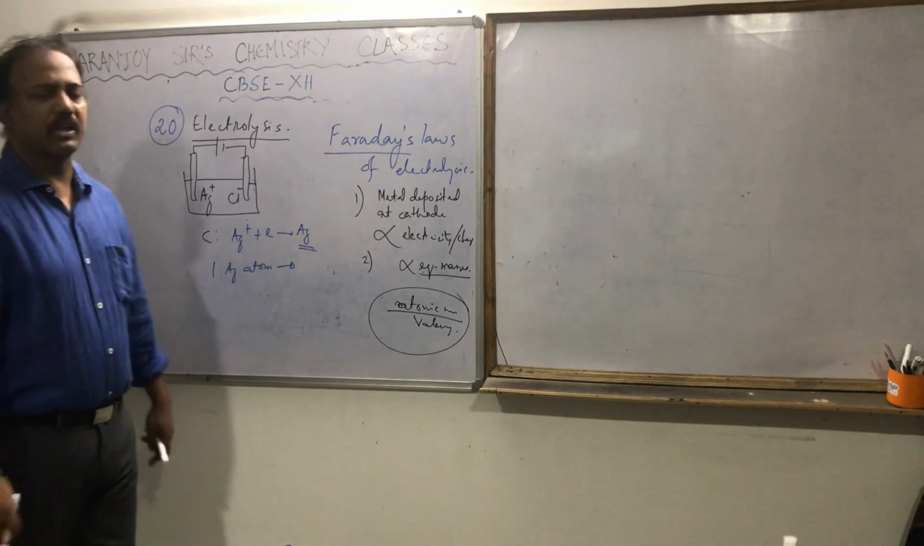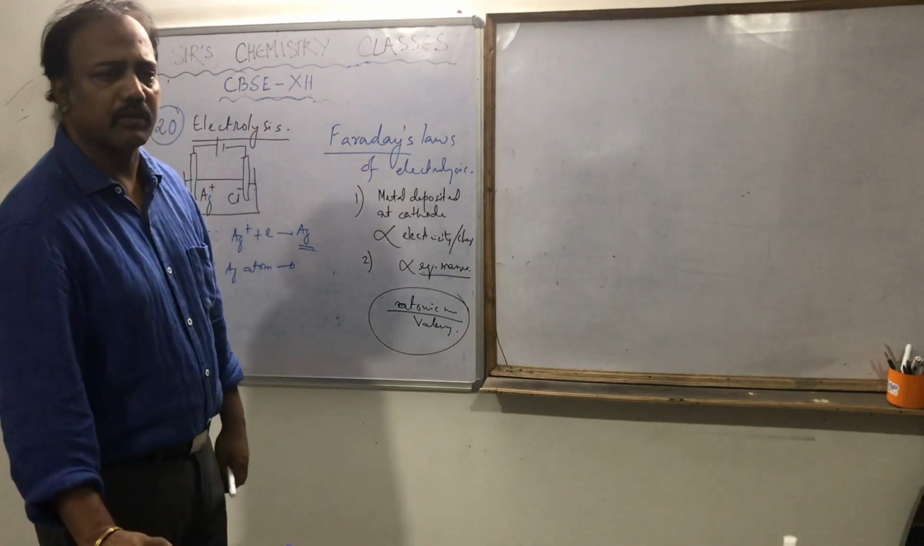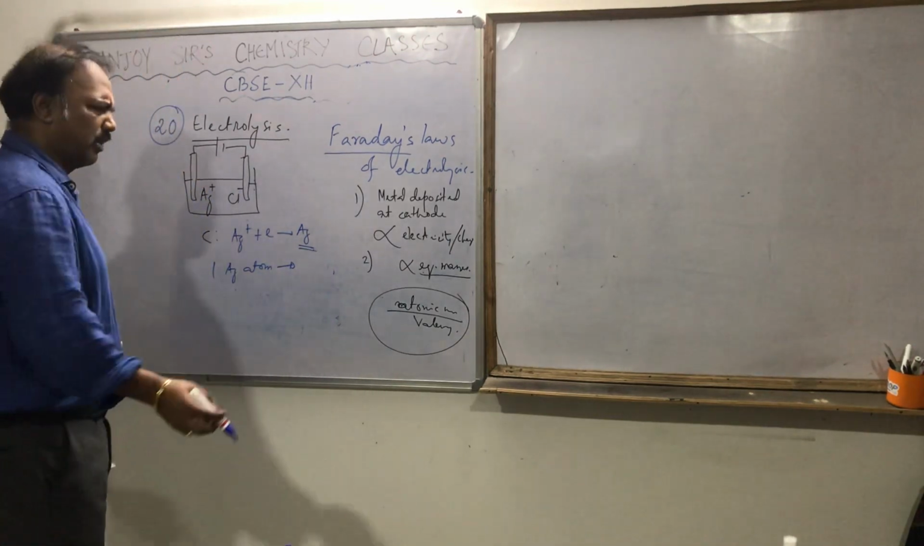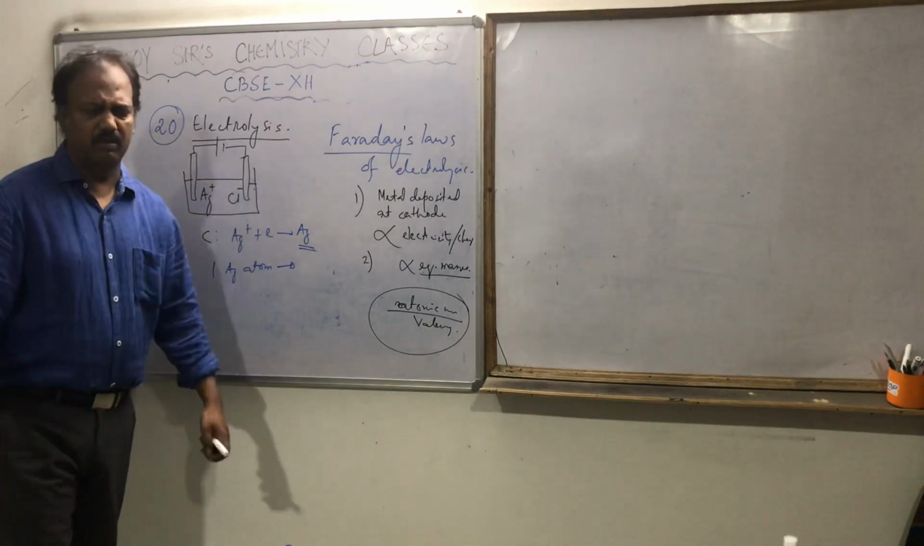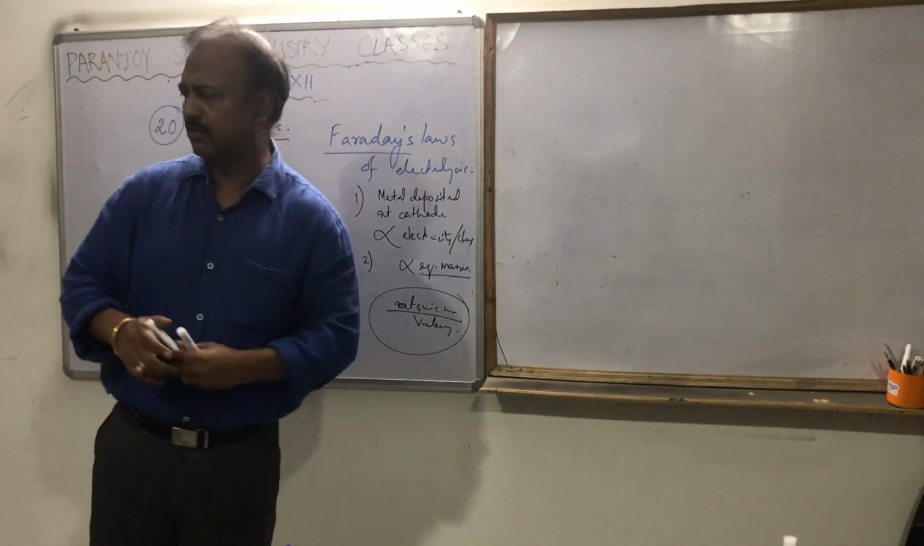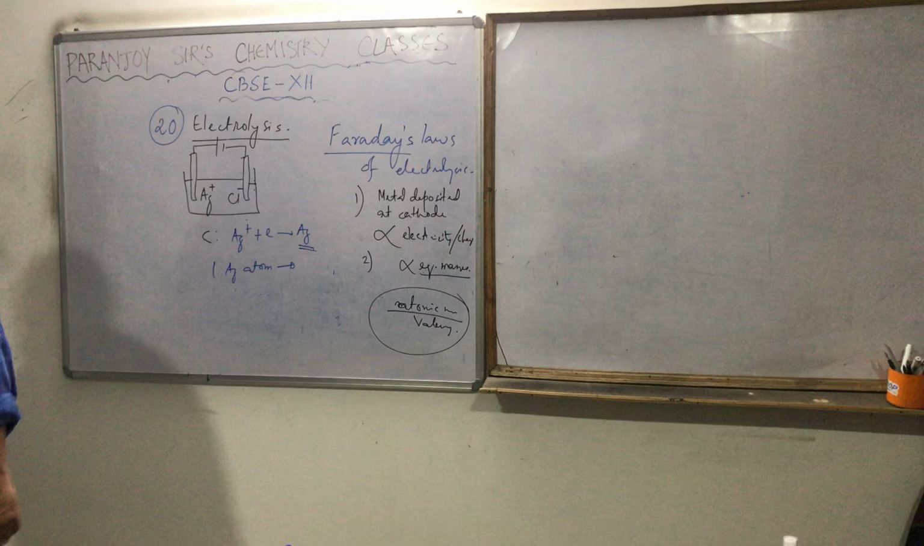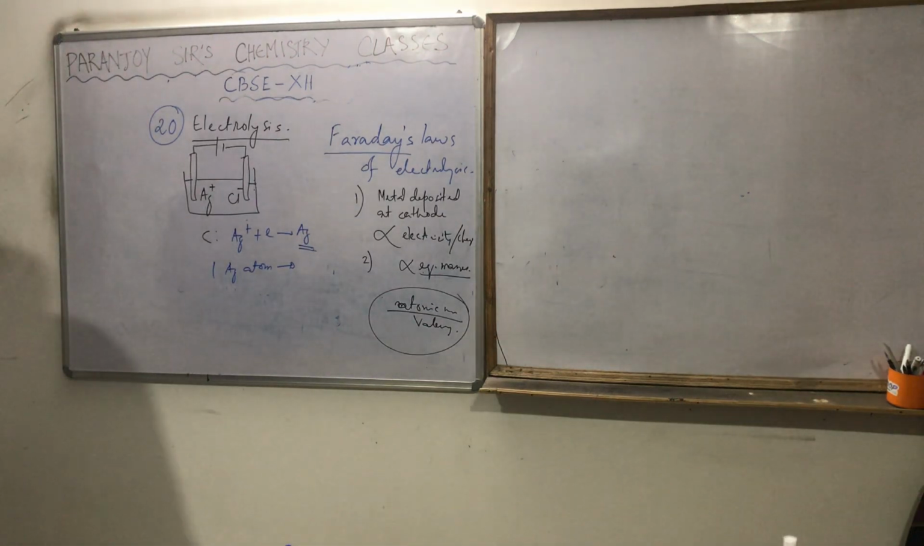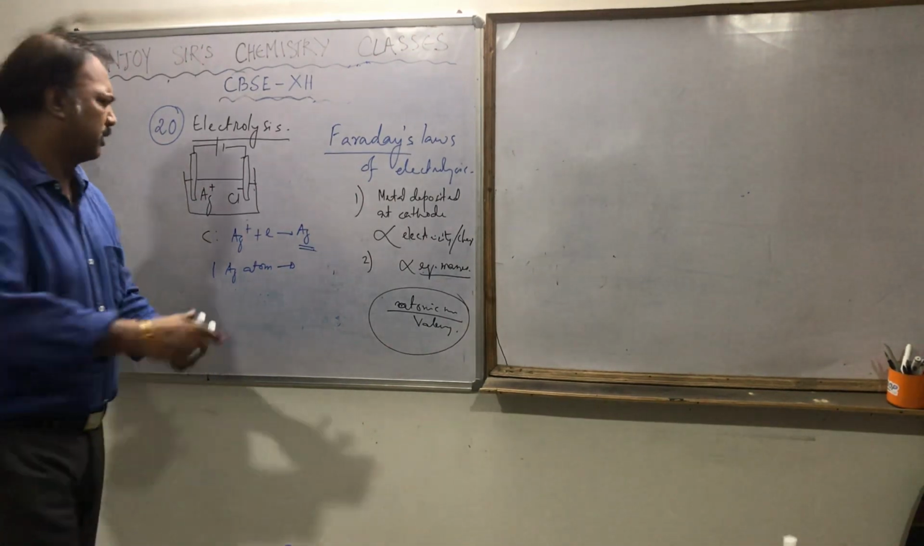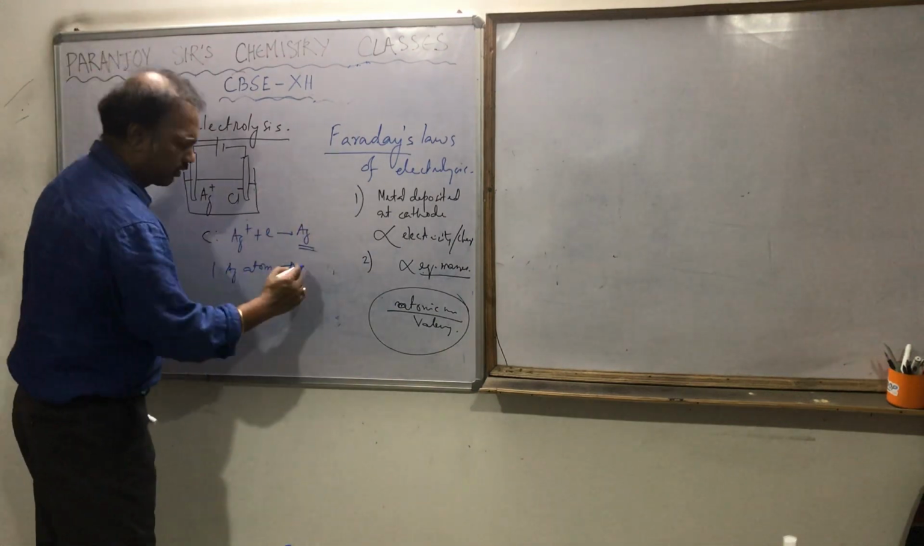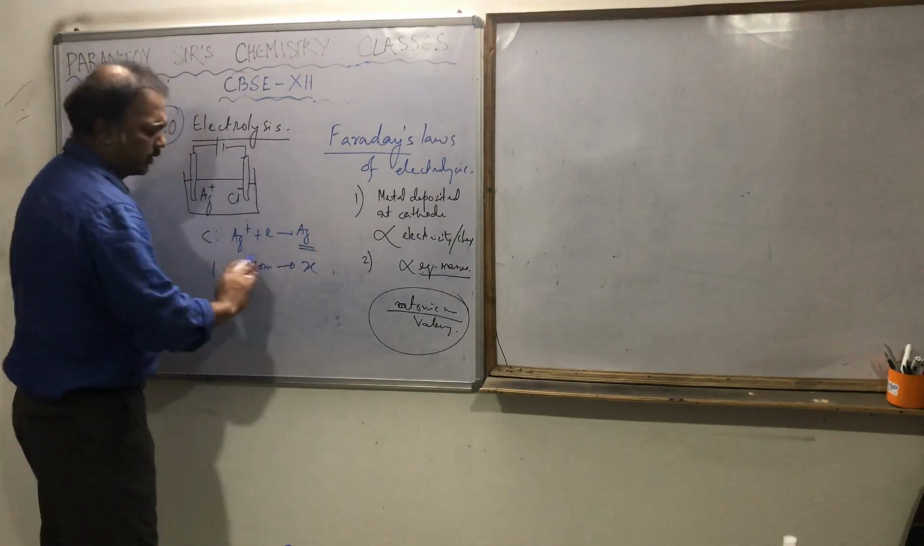What is the charge of one electron? It's 1.6 into 10 to the power minus something. Just hold on. I just forgot the value. Anyway, that doesn't matter. So the charge is X.